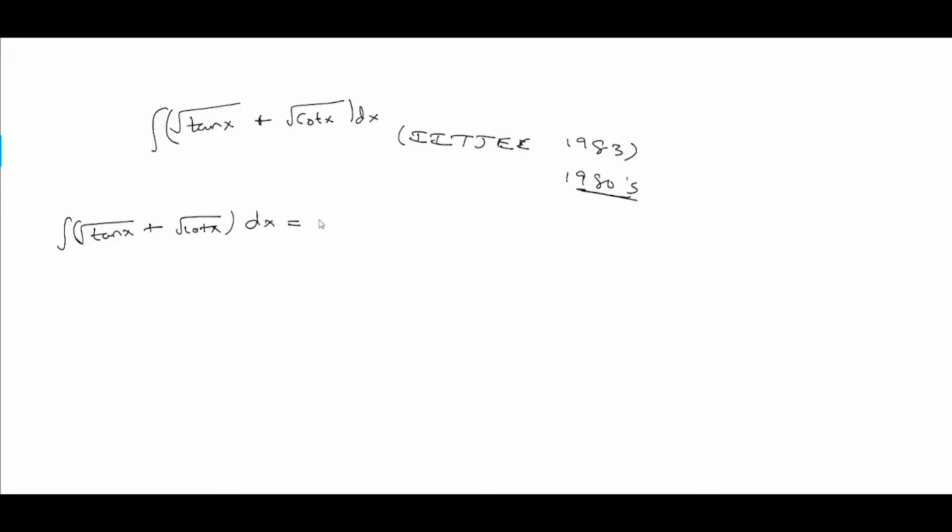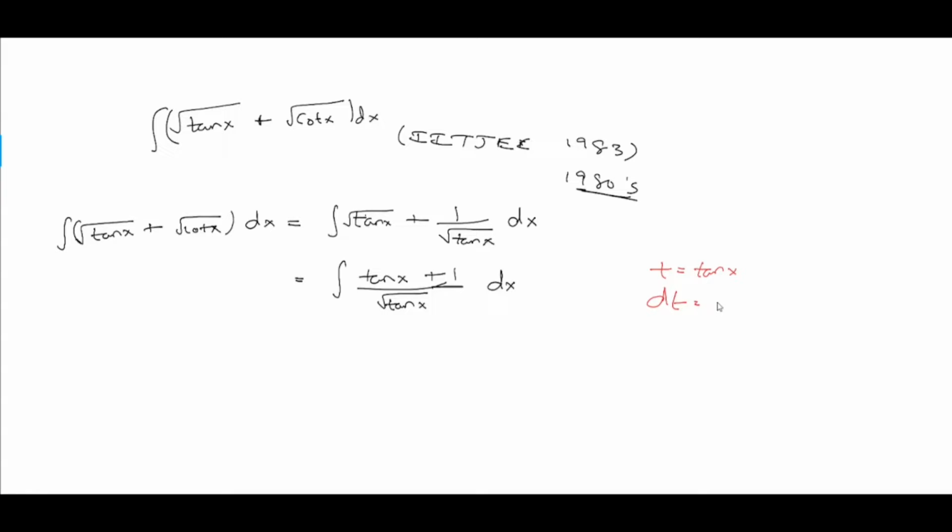I can write cot x as the integration of root over tan x plus 1 by root over tan x dx, because cot x is 1 by tan x. If I take the LCM, I'm going to have tan x plus 1 by root over tan x dx. This is nice. Now everything's in terms of tan, so I can take a substitution right here. Let t equal tan x. So my dt is going to be secant square x dx.